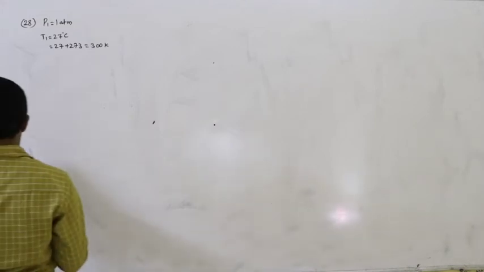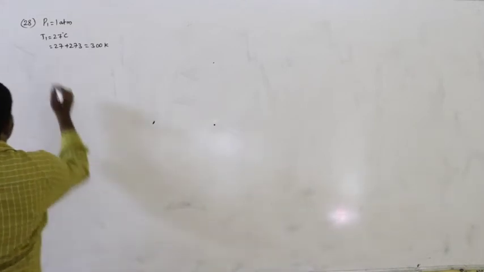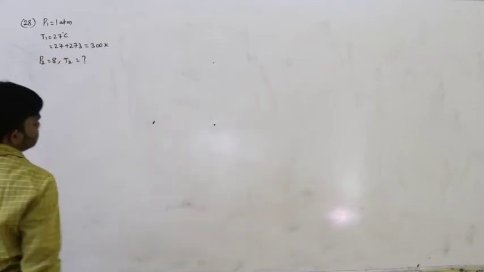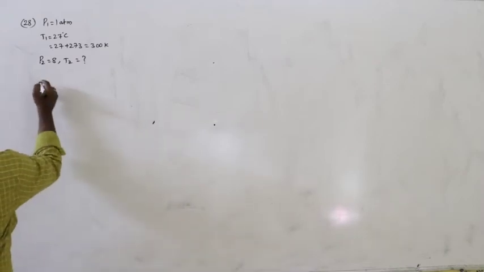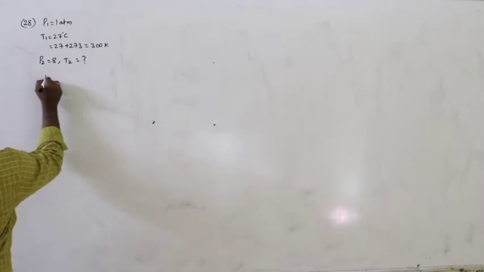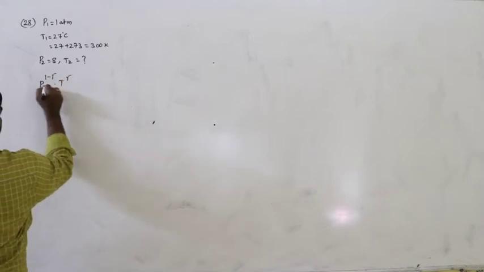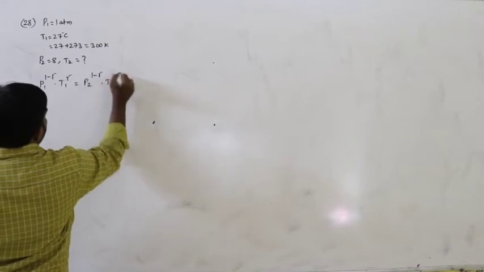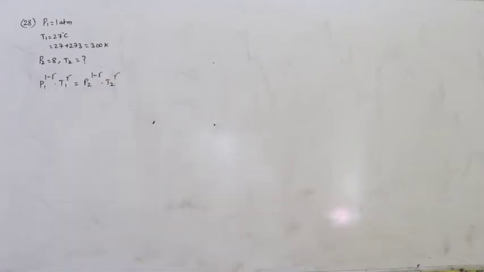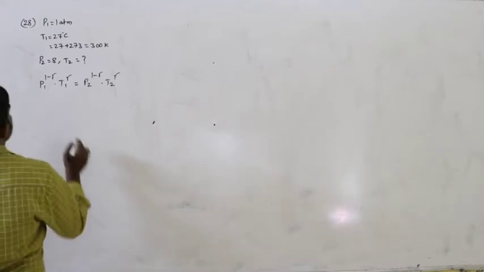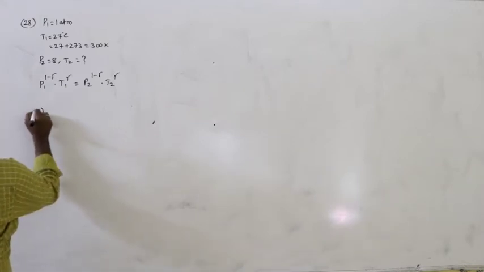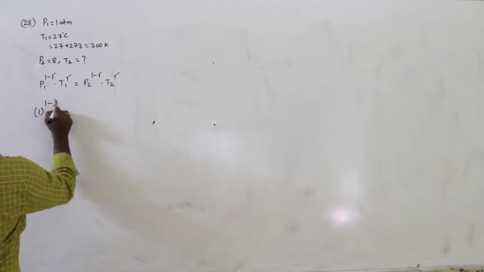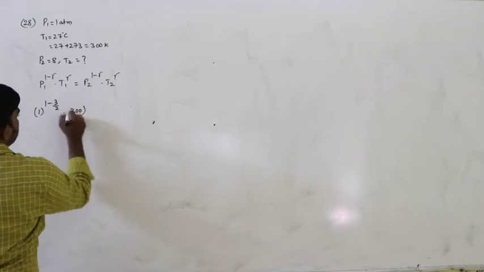Next here, P2 is given as 8 and T2 we have to calculate. What is the relation between pressure and temperature? P1 power 1 minus gamma into T1 power gamma is equal to P2 power 1 minus gamma into T2 power gamma. This is the adiabatic relation between pressure and temperature. So P1 is 1, 1 minus gamma is given as 3 by 2 in the question, and T1 is 300, whole power 3 by 2.